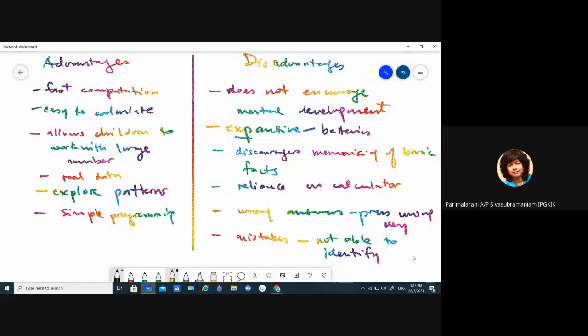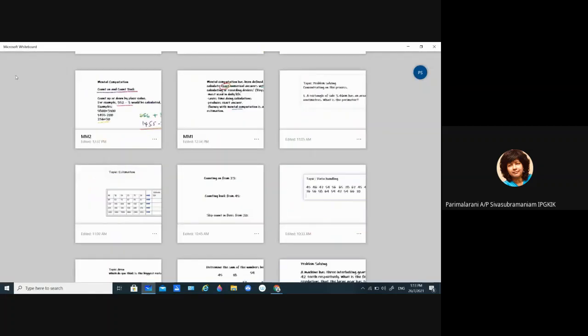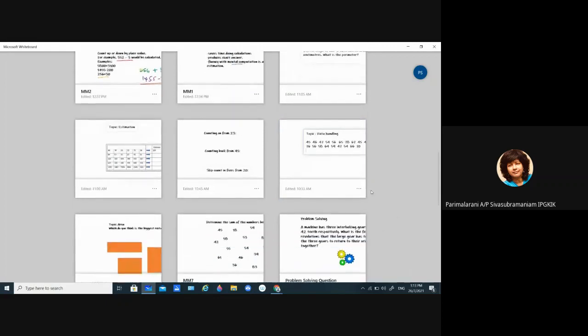But although we have quite a number of disadvantages, if we use the calculator for the right purpose, that is for pedagogical purposes and for problem solving, then it is an advantage. We should use calculators in the classroom. So let's see how we can use calculators in the classroom.